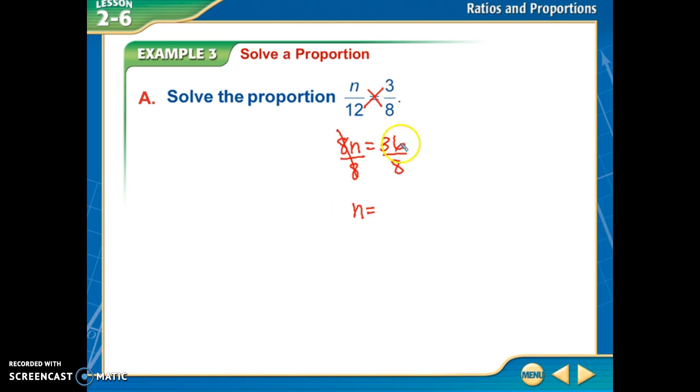So I get 36 over 8. Well, 8 does not go into 36, so we're just going to simplify and leave it as an improper fraction. 2 goes into both of these, as well as 4. 4 is the bigger number, so let's do 4. 36 divided by 4 is 9, and 8 divided by 4 is 2. That's as simple as I can get it, so we're just going to leave it.